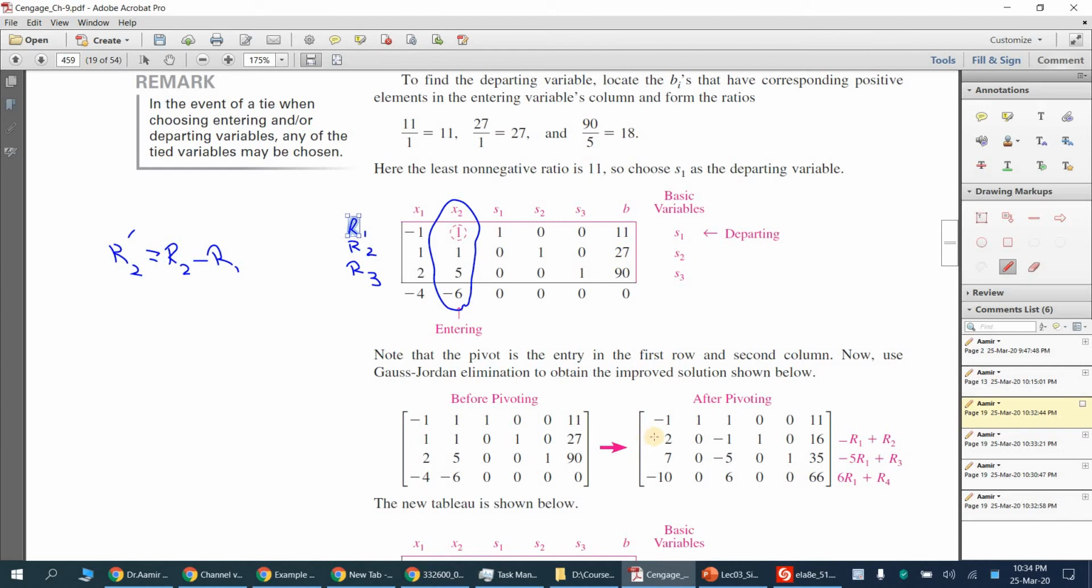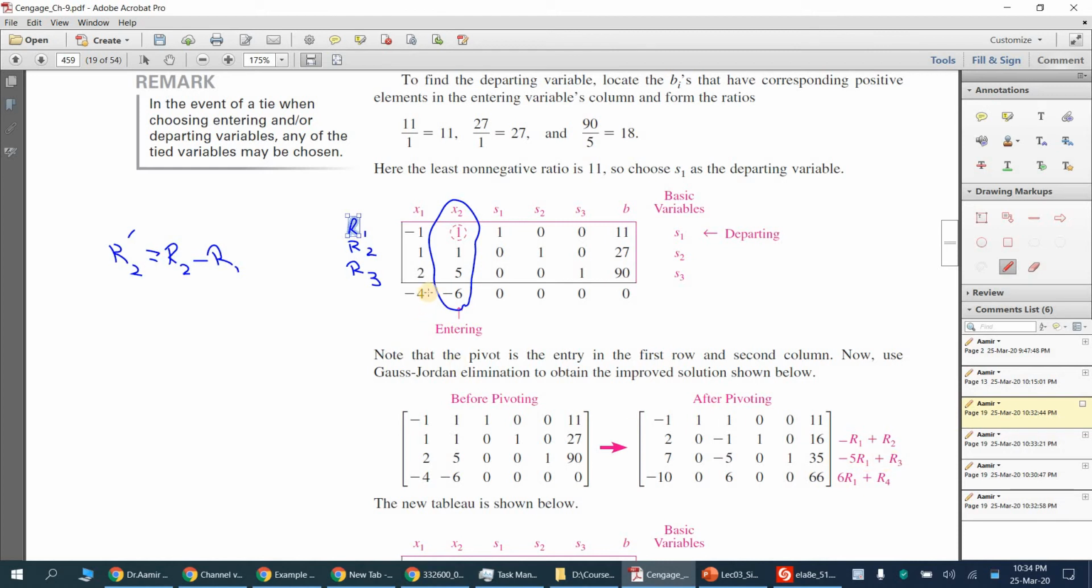So now check over here. Come to this place: 2, 0, minus 1, 1, 0, 16. Same thing that I described is done over here. What will be the reduction method for this row? It will be R3 minus 5 times R1. So that's what is happening over here: R3 minus 5 times R1.